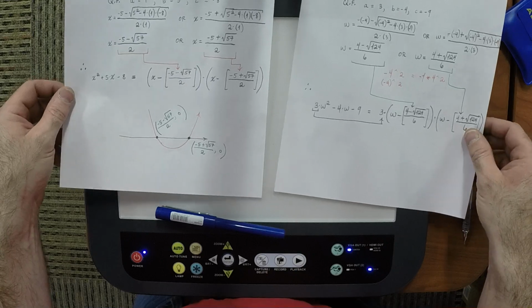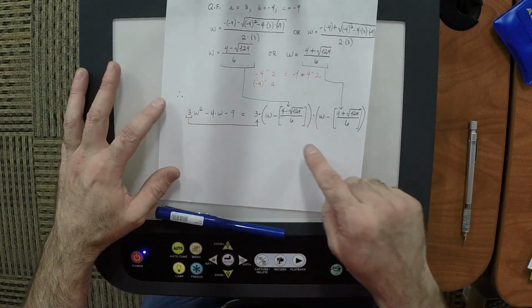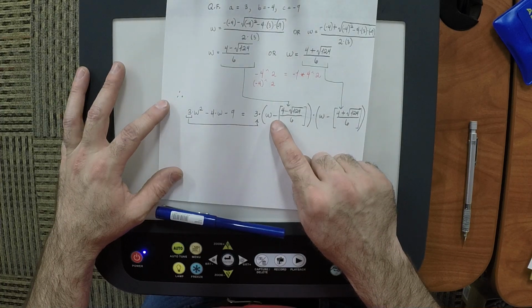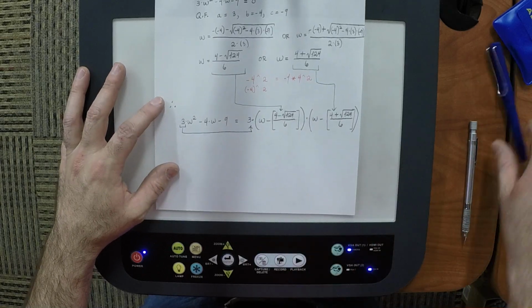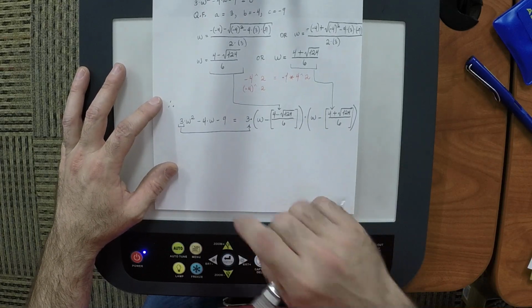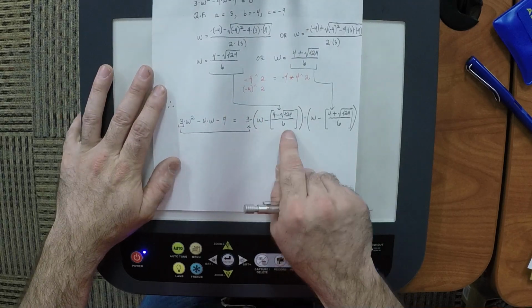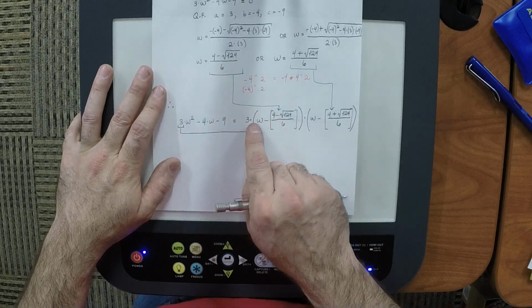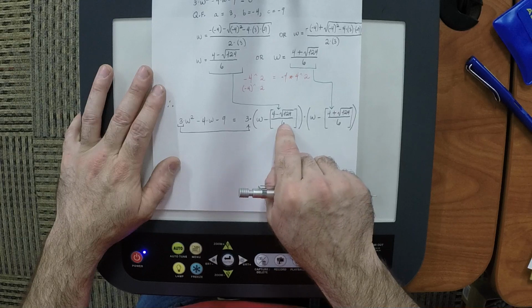Yes? I have a question. Is it always going to be in the parentheses W or X minus something times W or X minus something? Yes. Because solutions are in correspondence to factors. If this was an 8, it'd be w minus 8. If it was a negative 10, it'd be w minus negative 10. If it was a giraffe, w minus giraffe.